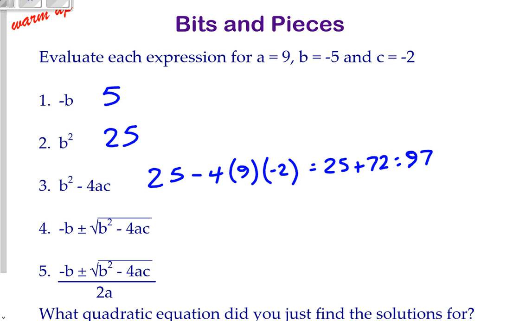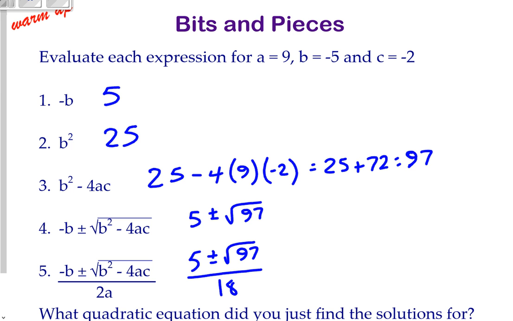So let's put it all together. 5 plus or minus the square root of 97. And then finally, we're going to divide by 2a. So 5 plus or minus the square root of 97 all over 2 times 9, which is 18.